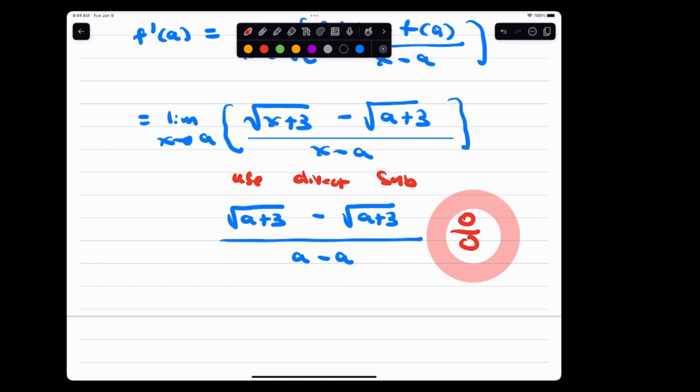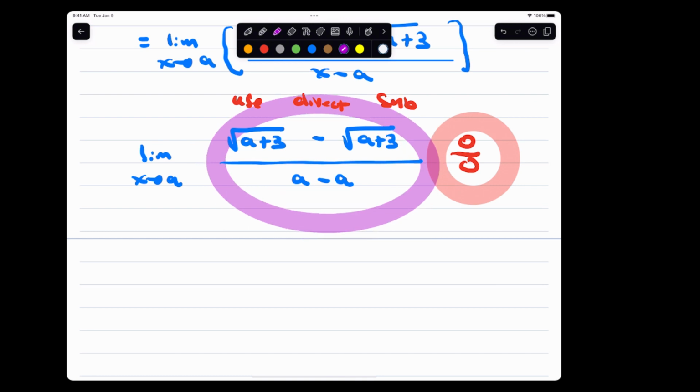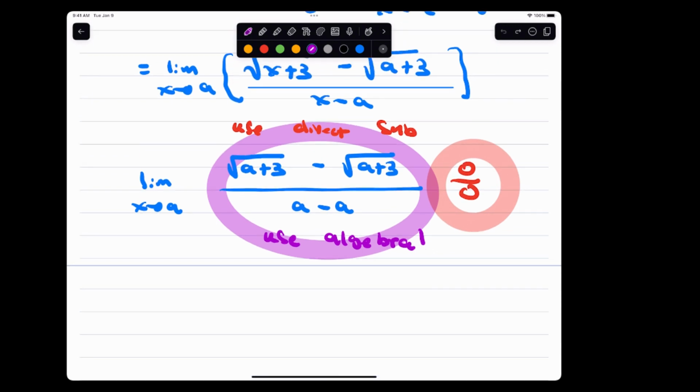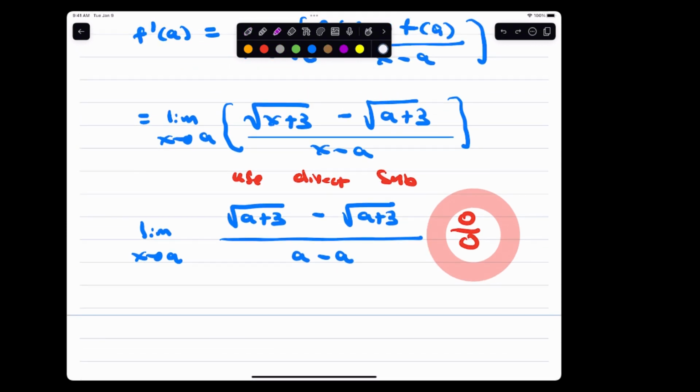Now, here's the point. And let me give you everything else. I didn't put the limit here. So now, what's the deal here? What are you going to do now? You're going to use what? Use what? Algebra. Not there. Sorry, not there. But where? Up here.